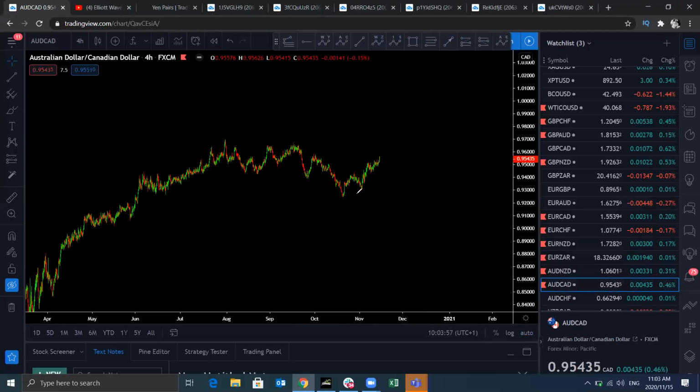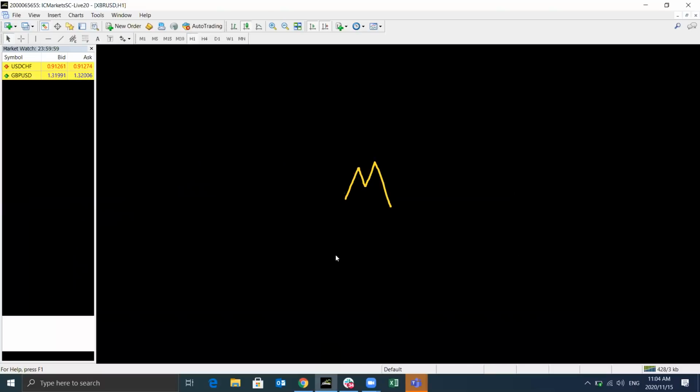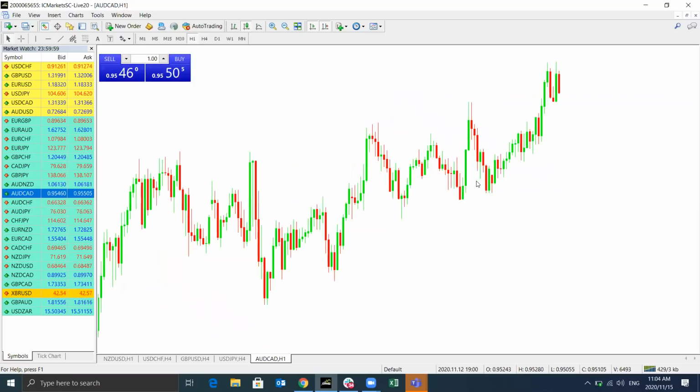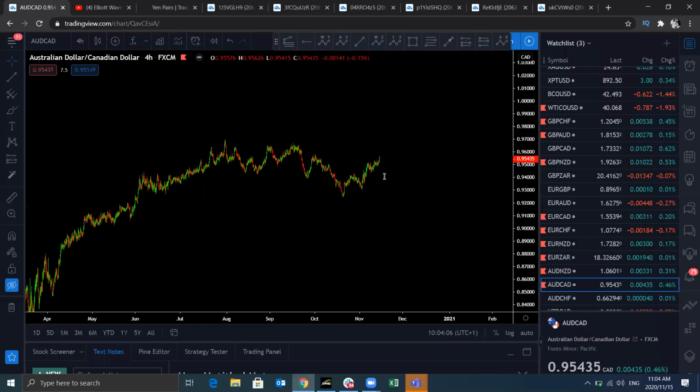Aussie CAD, we were looking for these to sell here. We've actually sold this trade here. We are in negative on this Aussie CAD, just to show you that we don't win all the trades. This has actually hit our stop already. With this one, we were looking to sell it around this, and we actually sold it around here. So this one has taken us out because we're expecting this to drop from here.